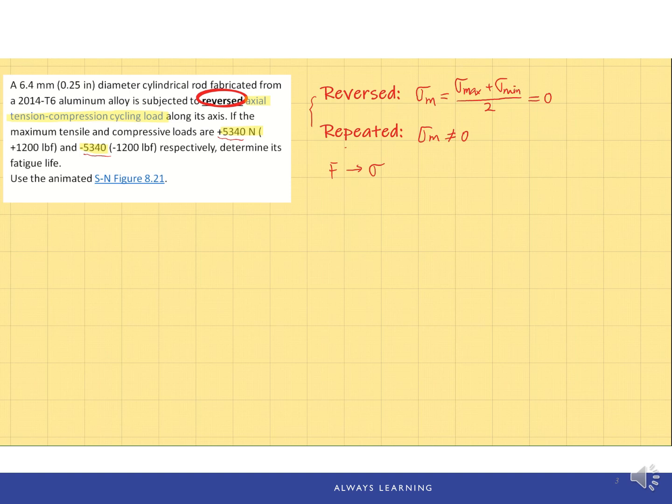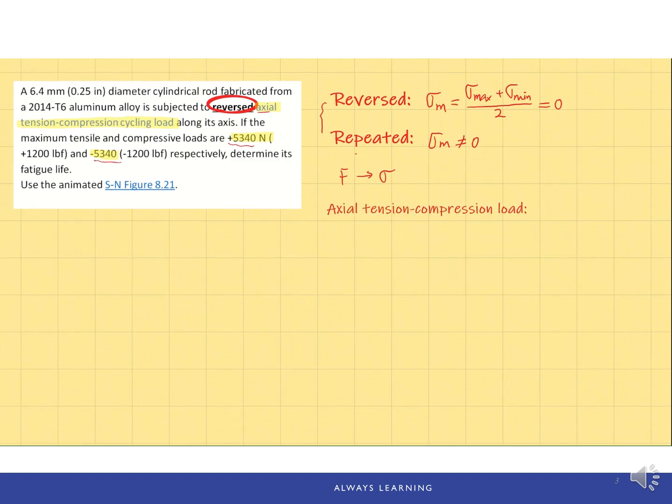So which equation should we use to calculate the stress from the load? Well, there are two different cases. The first one, given this problem, is the axial tension-compression cyclical loading. In this case, since we're given the maximum loads, the maximum stress sigma max equals the load over the cross-sectional area. And also sigma min will be a negative value.